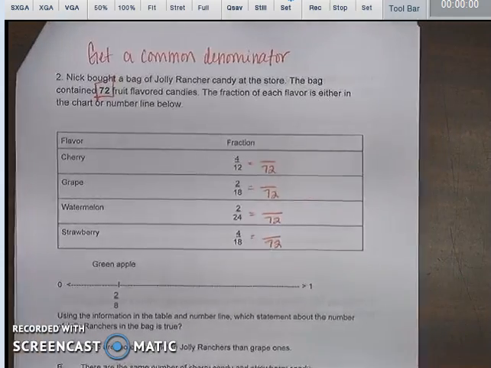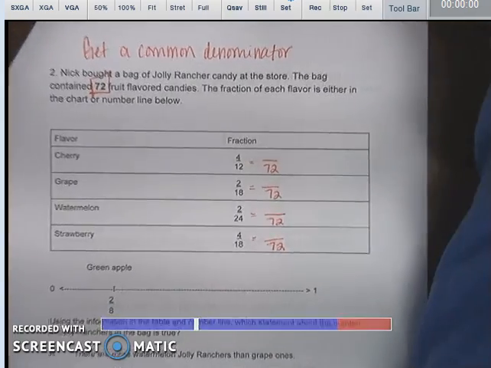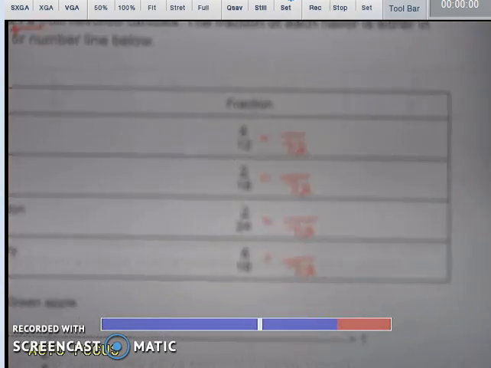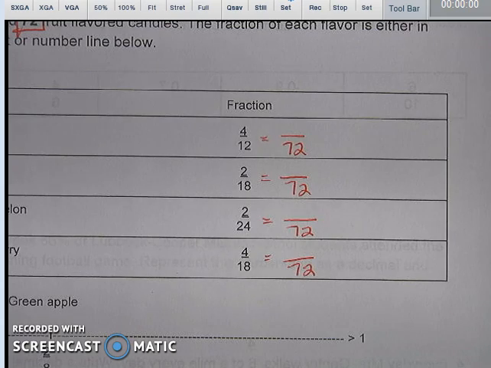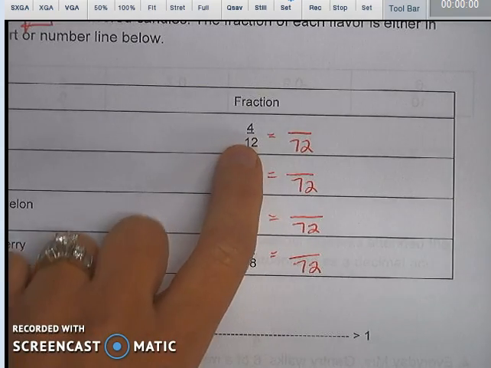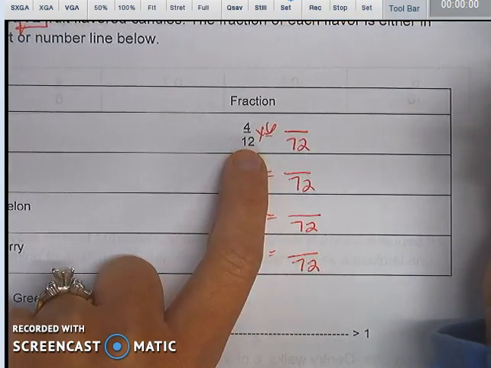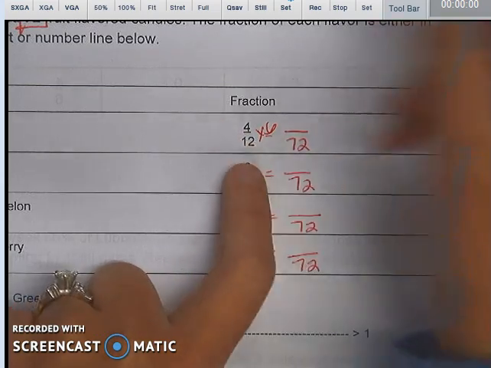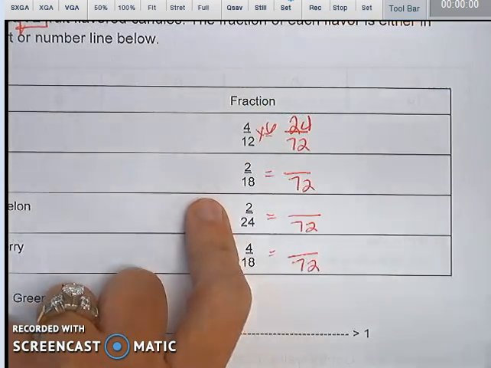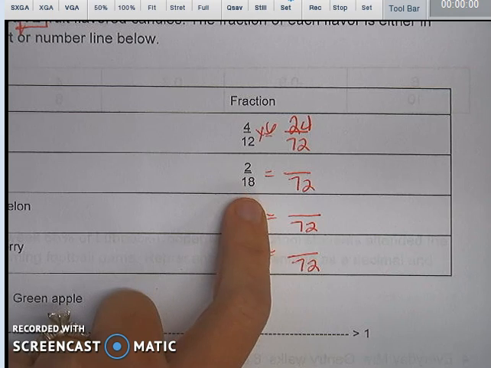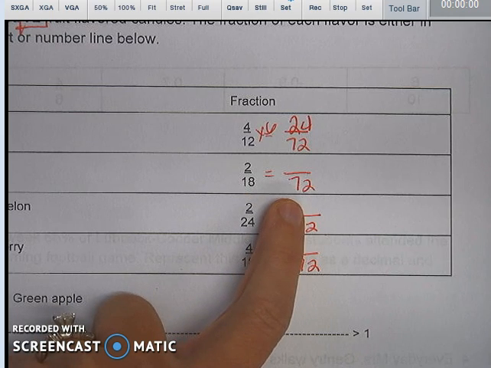Okay, this is going to help us put it in order. So you have to figure out how many times 4 will go into 72 divided by 12. Okay, so I know that 12 to get to 72 was times 6. What I do to the bottom, you do to the top. 4 times 6 is 24. Okay? 18 to get to 72 was times 4.